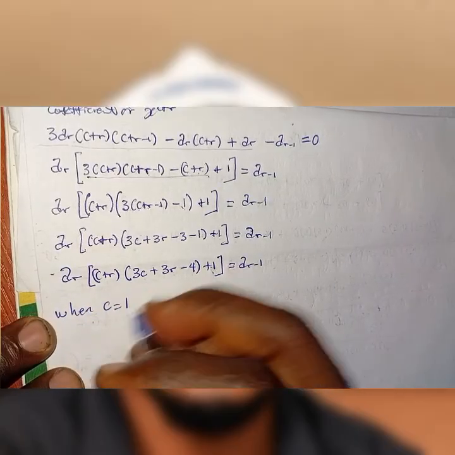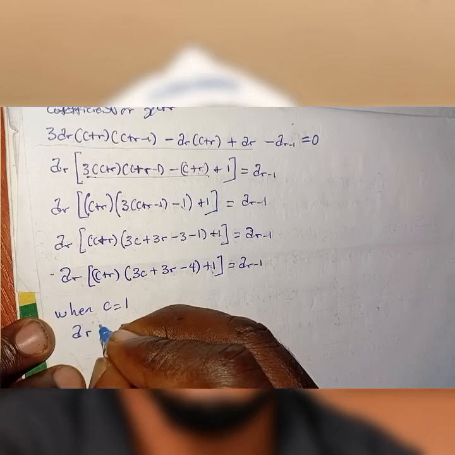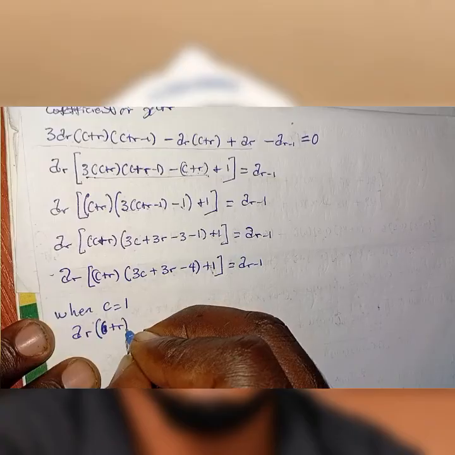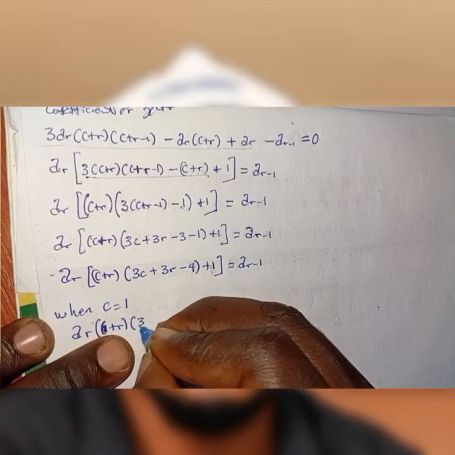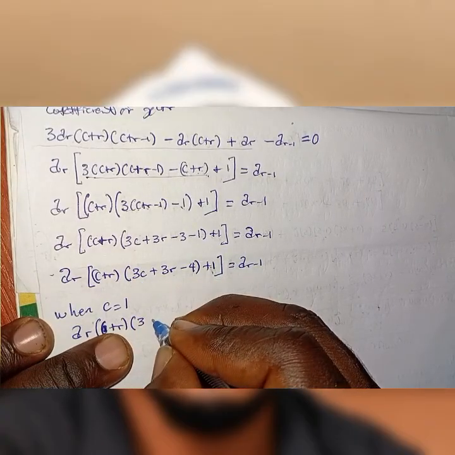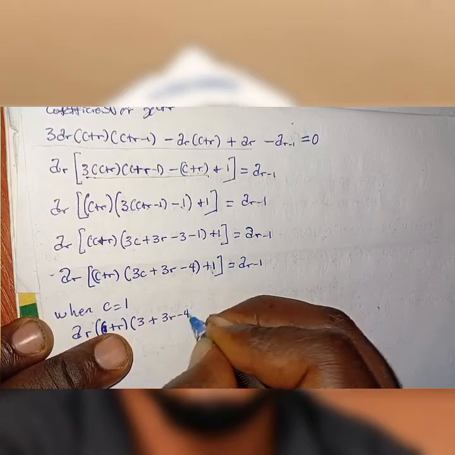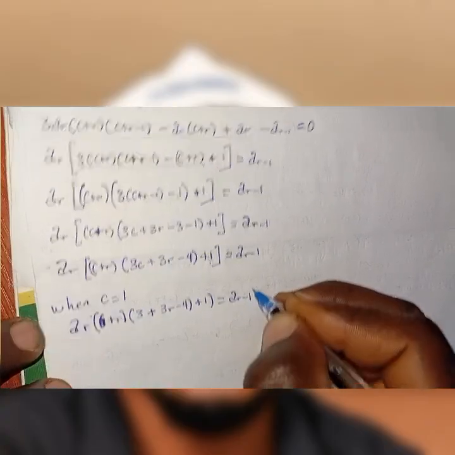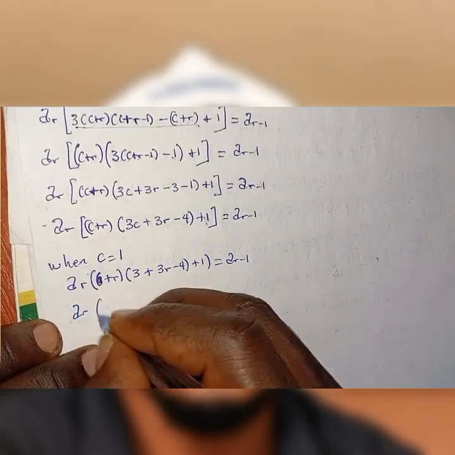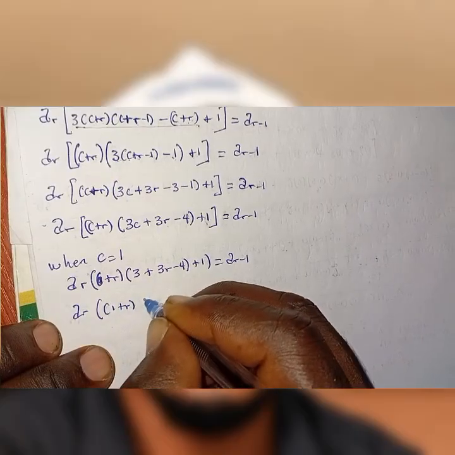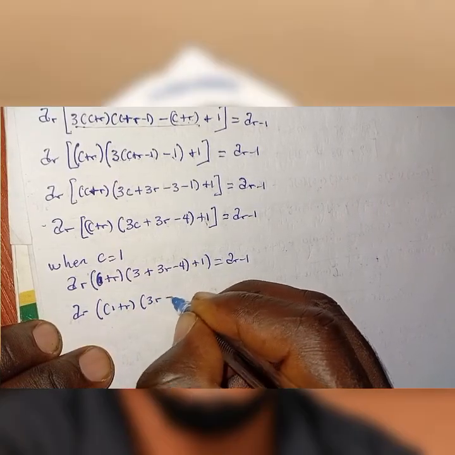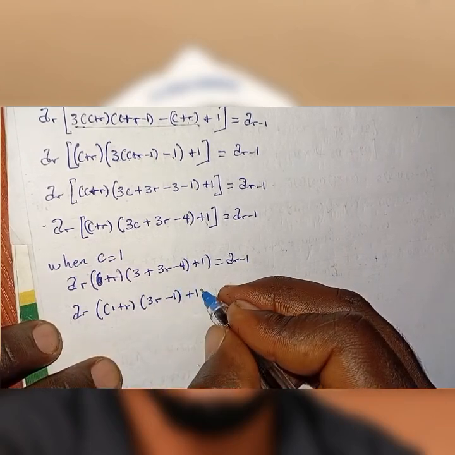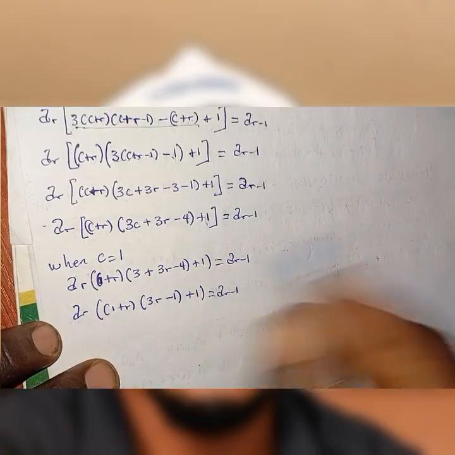Now when c equals to 1, let's put it inside. So we have a_r (c, that's 1 plus r). We have 1 plus r. Then that's 3. If I put 1 here, 3 times 1, so (3r minus 4 plus 1) equals to a_{r-1}. Then if I open up the brackets, you're going to have (1 plus r)(3r minus 1 plus r). This is 3, this is minus 4, so that will be minus 1. So you have a_{r-1}.